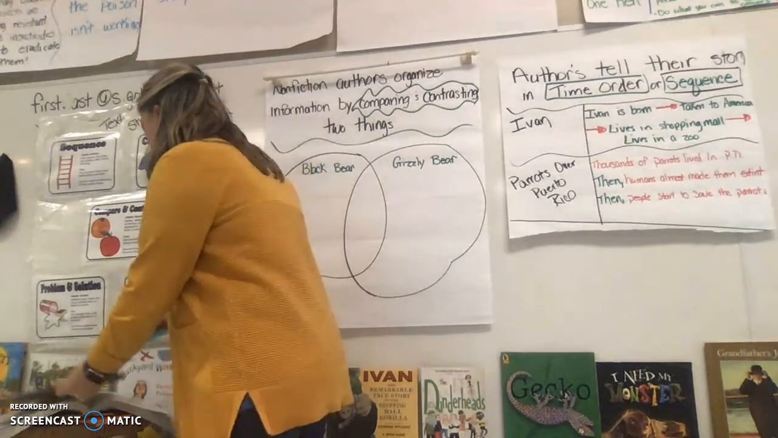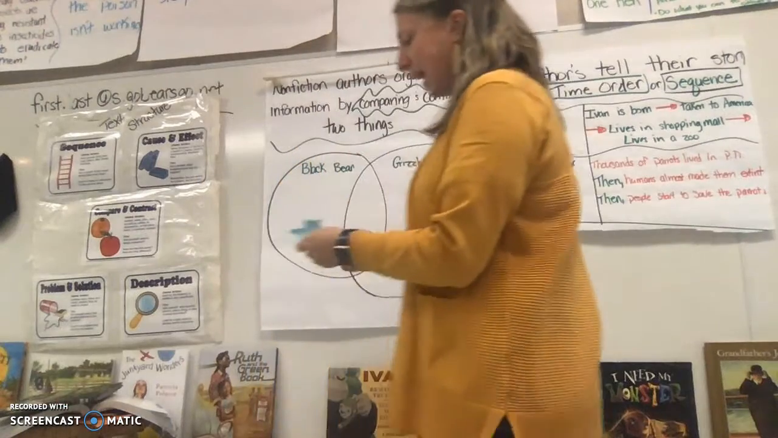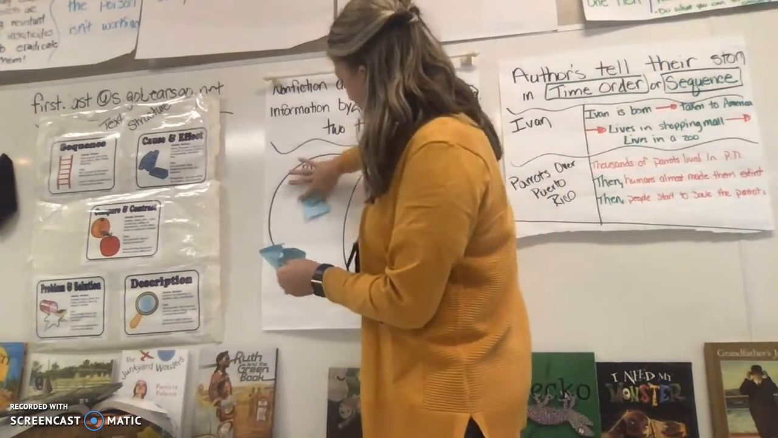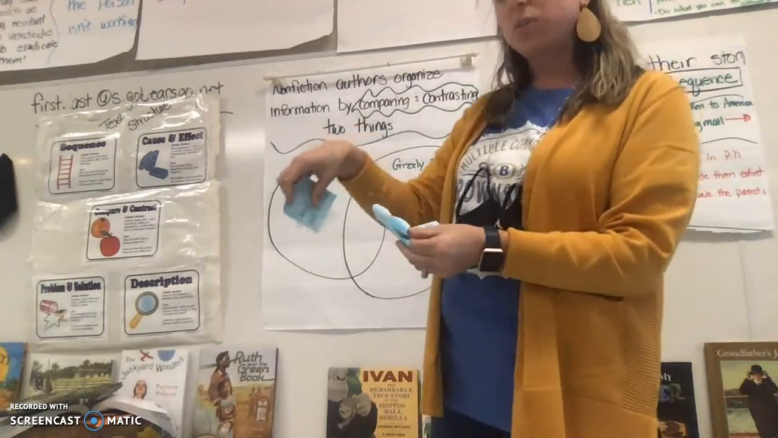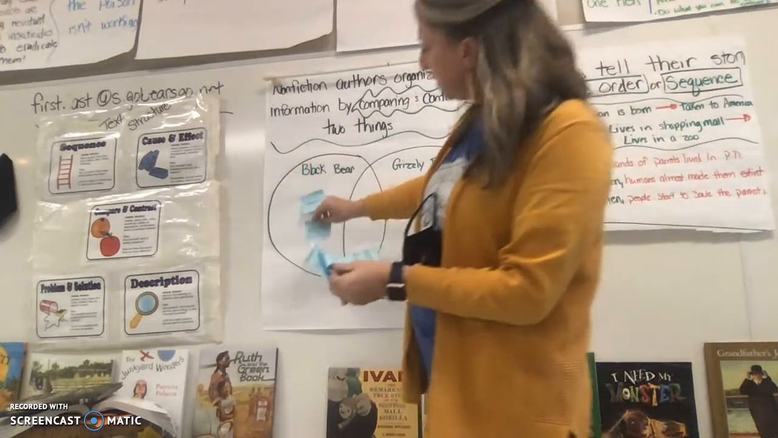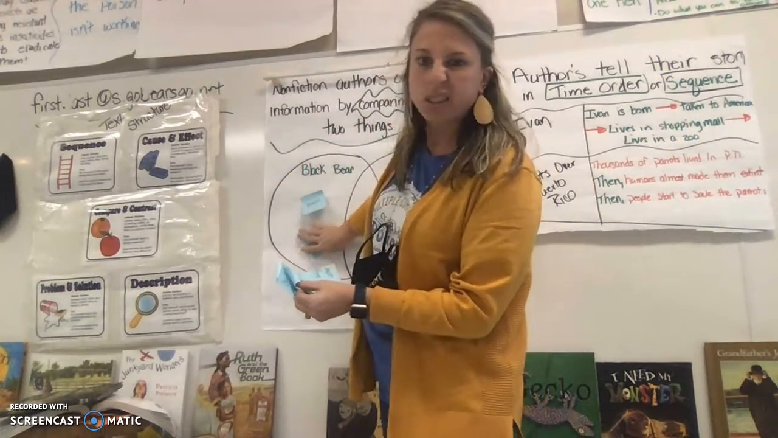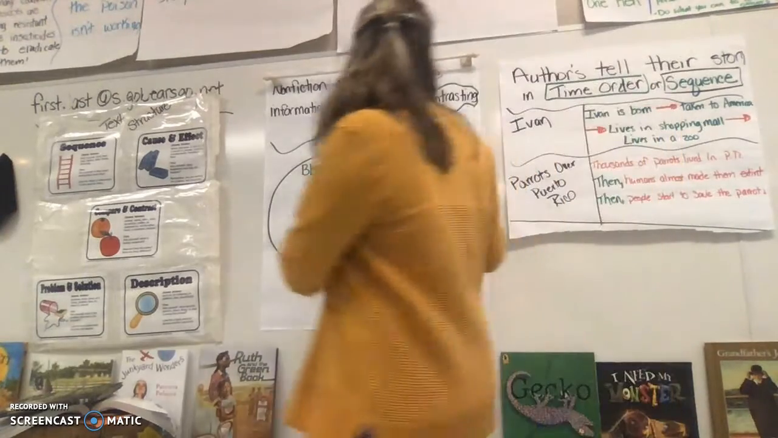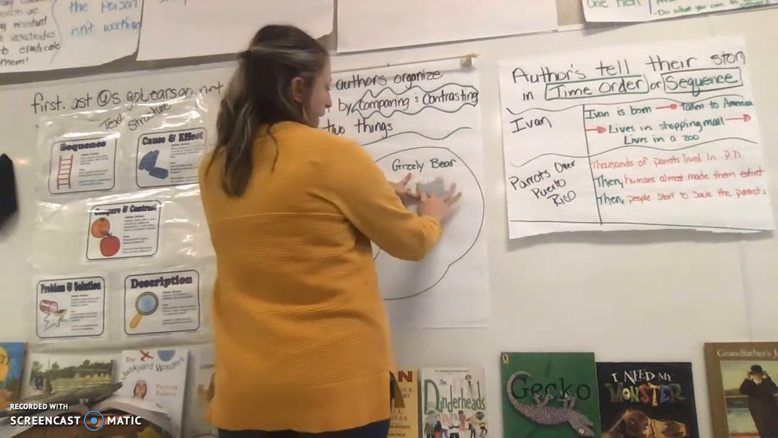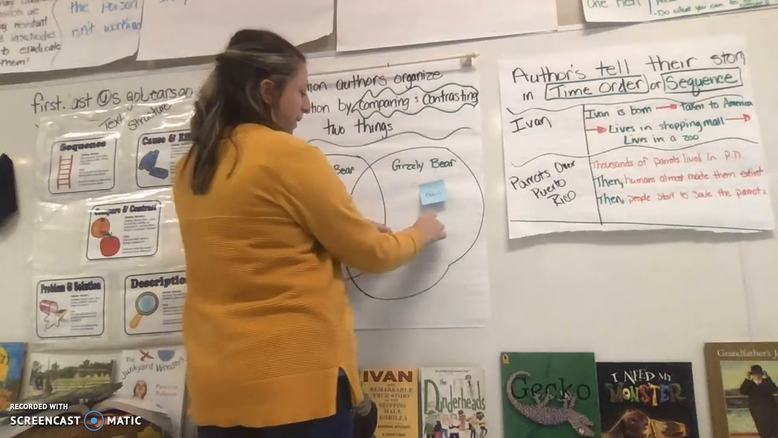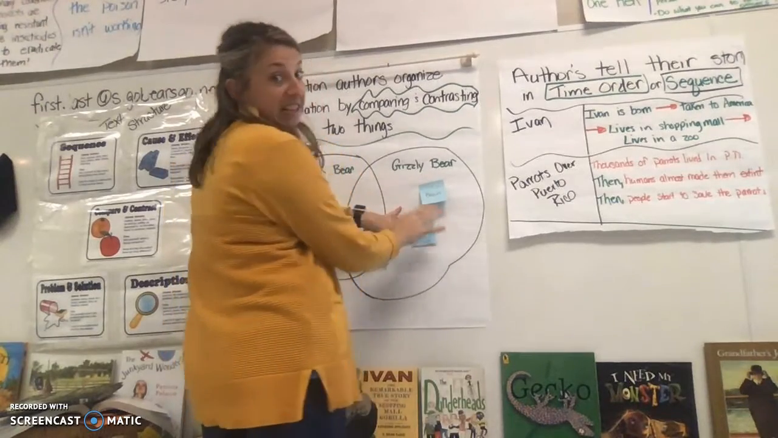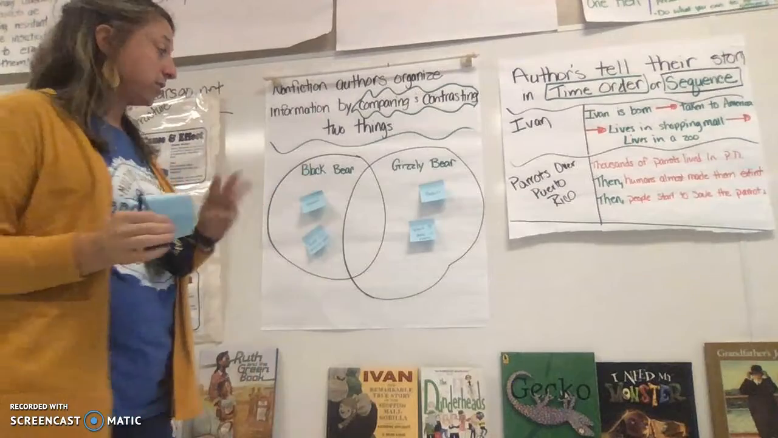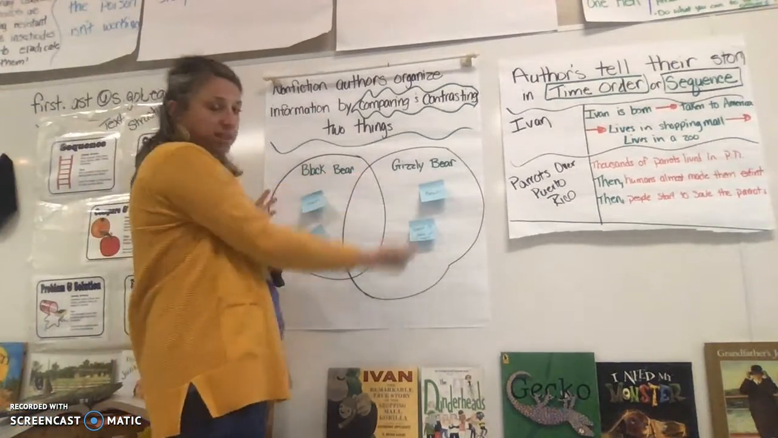So first, the black bear, I know, is black. And I know that it told me that the cubs only stay 1.5 years with their mom, which is not very long. The grizzly bear, we found out, was a brown bear. And the cubs stayed with their mom for 3 whole years. So this is how they are different.